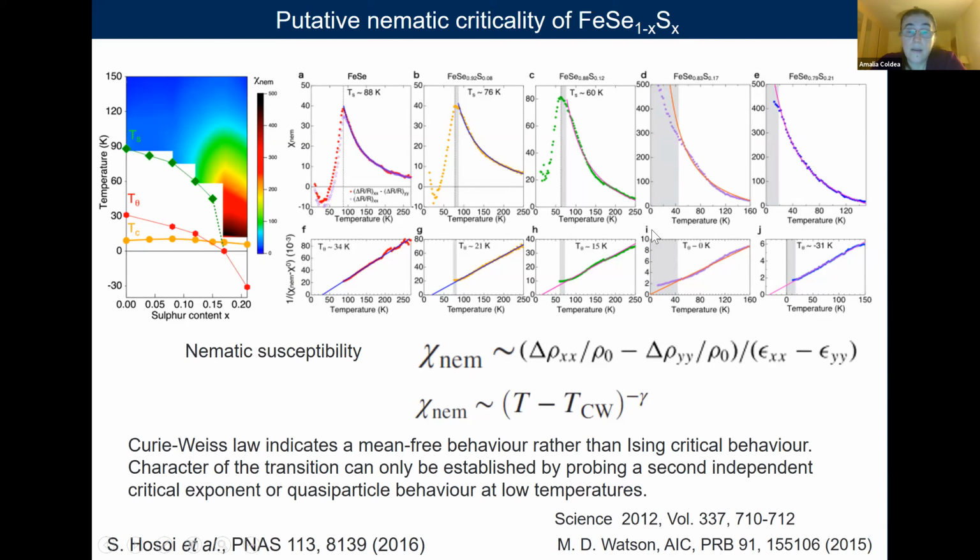While Curie-Weiss is a good indication that a potential nematic critical point may be present here, this is a mean-field behavior, so it doesn't tell us too much about fluctuations and what happens at the quantum critical behavior at low temperature, and what effects this could have on superconductivity.